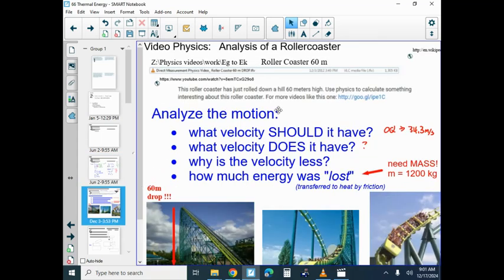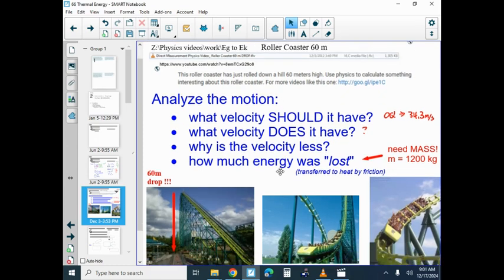The next thing I want to do is look at video physics, or basically physics in the world around you. We have this roller coaster that drops 60 meters. So the roller coaster drops 60 meters, and what velocity should it have?